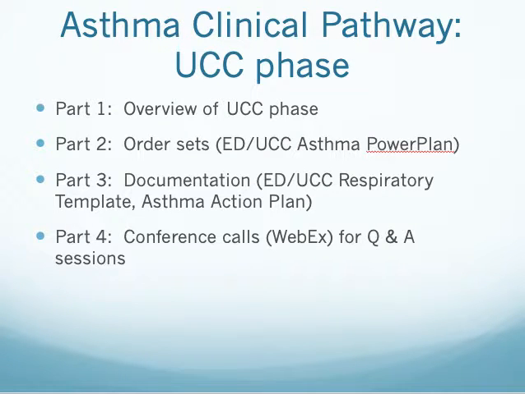There are three phases of the asthma clinical pathway, which includes the ED phase, UCC phase, and the inpatient phase. Today, we will focus on the overview of the UCC phase. In the next few weeks, we will go over order sets, power plan use, documentation using the ED UCC respiratory template, and discharging patients with an asthma action plan. Lastly, we will set up conference calls for final review of the asthma pathway and Q&A sessions in preparation for our go-live date in December.